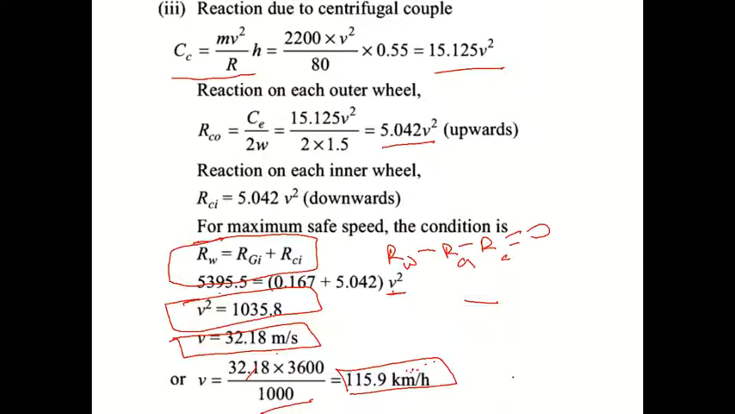So this is the maximum speed. If the vehicle goes beyond this speed, the vehicle will be tilted and it will collapse.